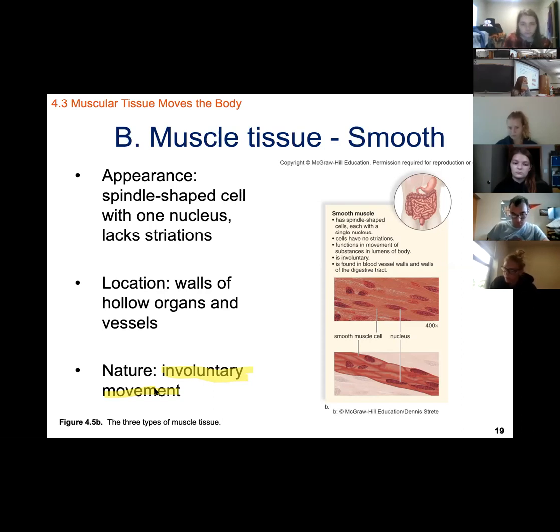Location of hollow organs and vessels, like it says. So this is also found in your blood vessels. Hey, that's an important one, right? And also the digestive tract, that's good. When you think about pumping oxygen to the rest of your body, you're not telling yourself to do that. Maybe you're in a hard workout and you're like, oh my gosh, breathe, breathe, breathe. But you're breathing even though you're not telling your body to do that.